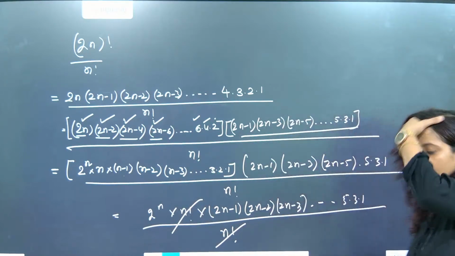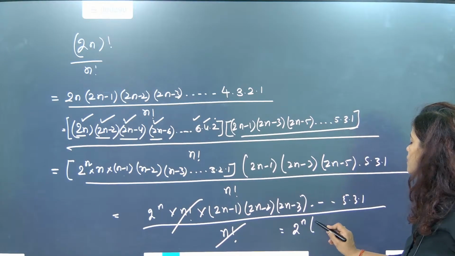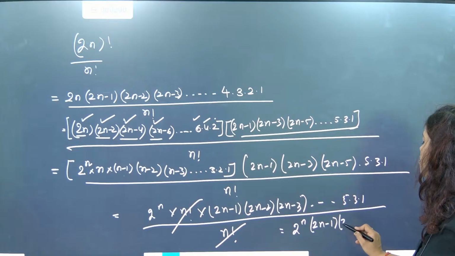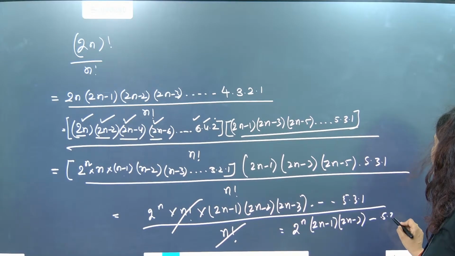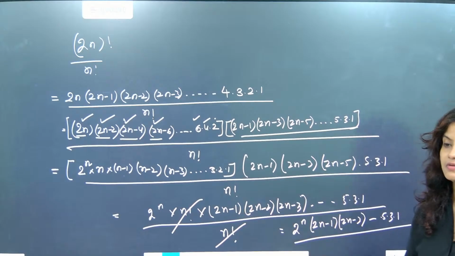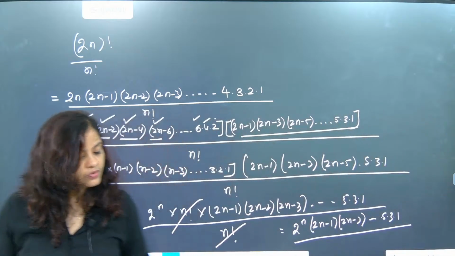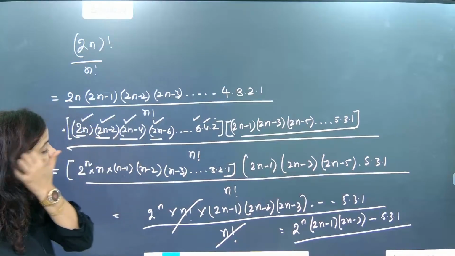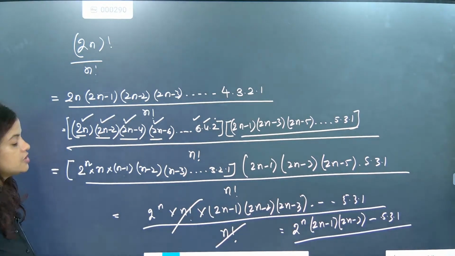Now look here. Once you have solved till here, what is the final answer? 2 to the power n, into 2n minus 1, 2n minus 3, till 5 into 3 into 1, all odd terms left. That's the answer. Understood? So if somebody gives you this type of question, you will be able to solve it. I hope you understood this part better.